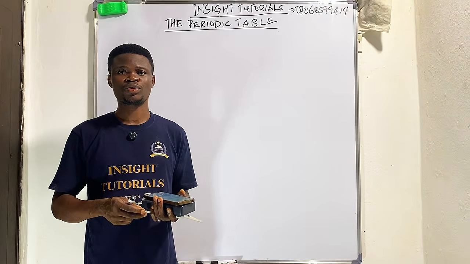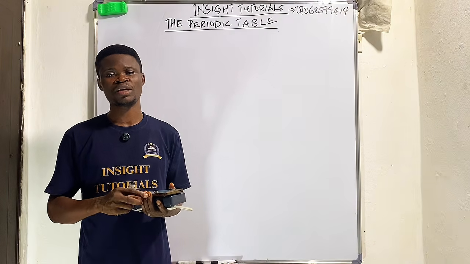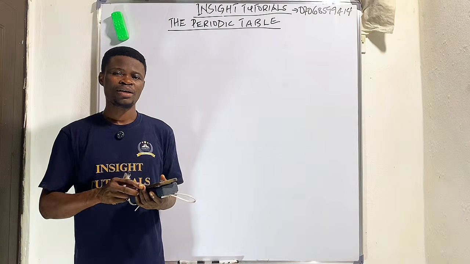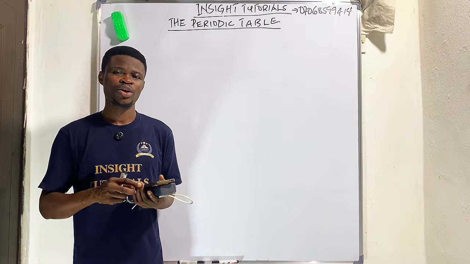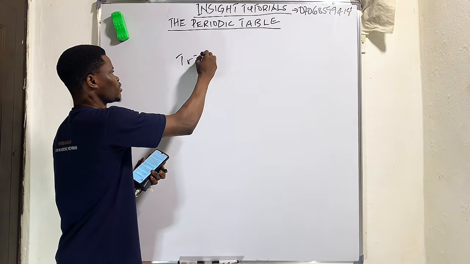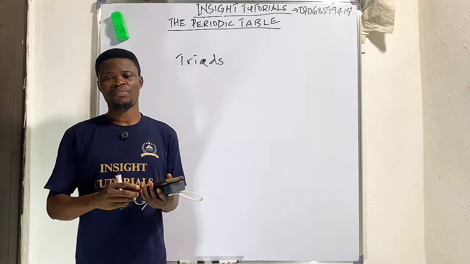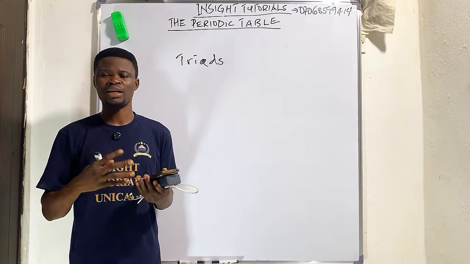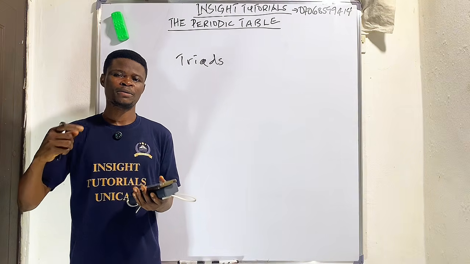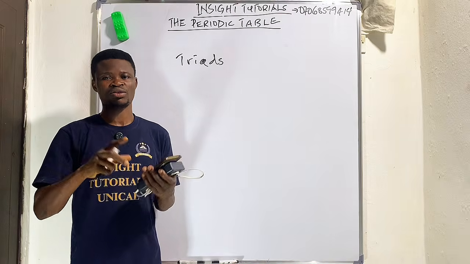All right, before we continue, let me give you a brief foundational knowledge regarding the periodic table. In 1817, a man by name Johann Dobereiner arranged elements in what he referred to as triads. Triads means three elements in a particular group. He observed elements like lithium, sodium, and potassium, and when he saw that these elements had the same valency in terms of their outermost shell, he referred to them as triads.